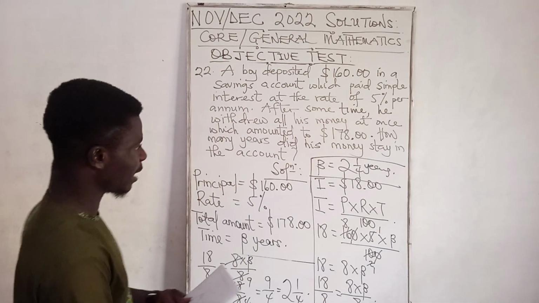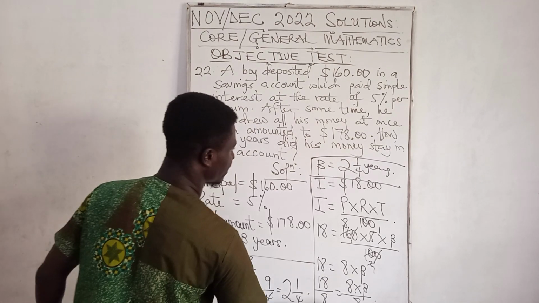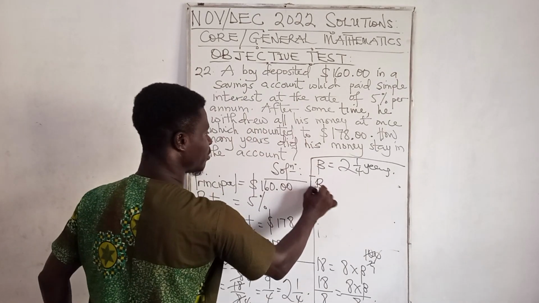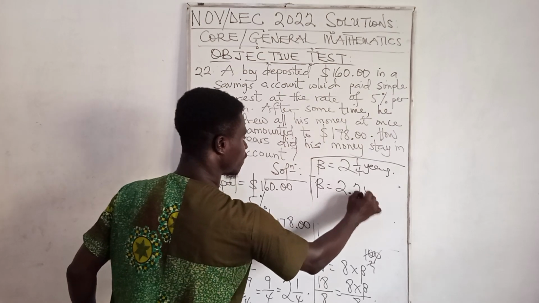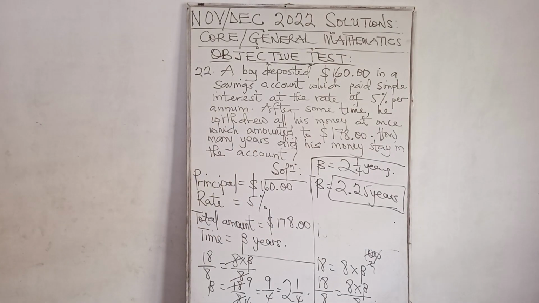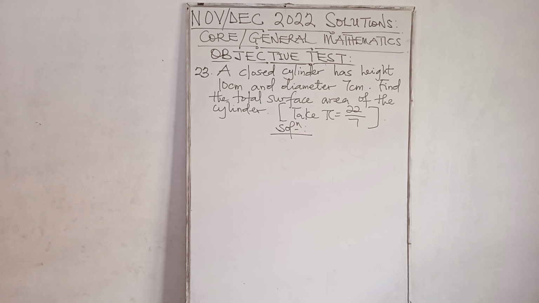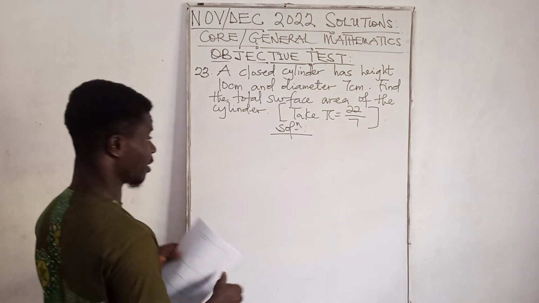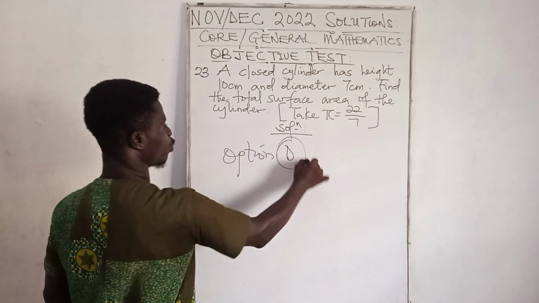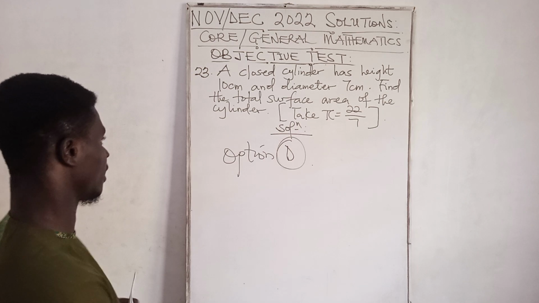But if you check the possible answers, they are in decimals. So if it is in decimals, then I'll get my beta being equal to 2.25 years. So this is how best we can solve this question. Now, question 22, our answer is option D. Option D for dog.